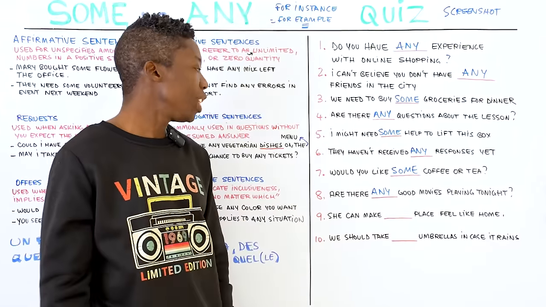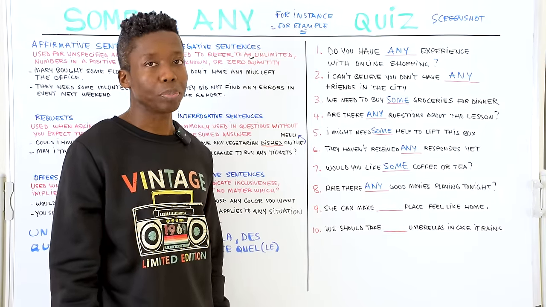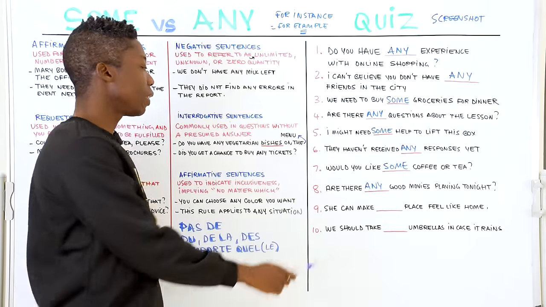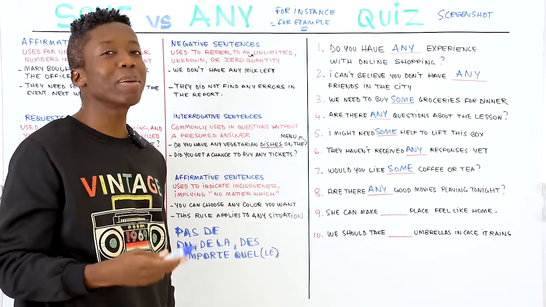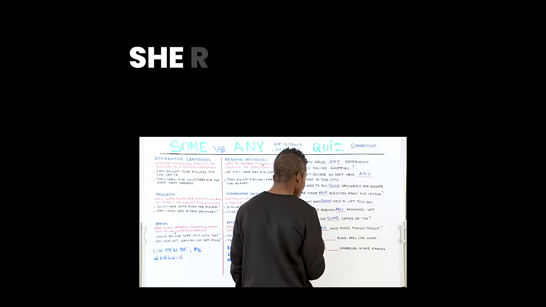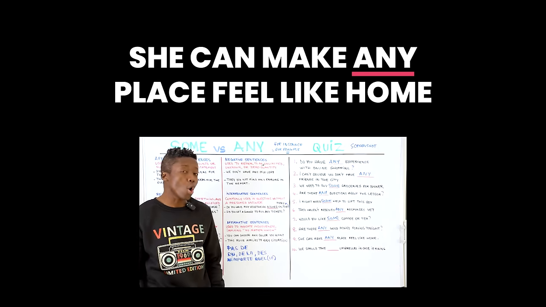Number 9, she can make place feel like home. Donc ici, c'est une phrase affirmative et ça implique n'importe quel lieu. Elle peut rendre n'importe quel lieu sa demeure ou bien sa maison. Okay, she can make any place feel like home.